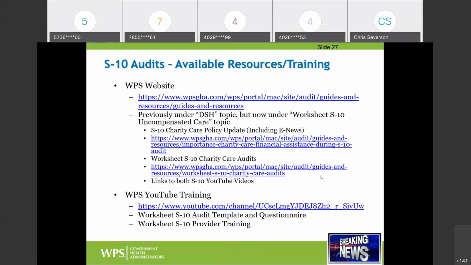Now, I touched on this a little bit, but on our WPS website, here we have all the different links. This one takes us to the S10 sections, the two different S10 websites. It includes links to two separate S10 YouTube videos, as well as the questionnaire, all the provider training, all of that. So these are just some links you can use later on if you'd like.